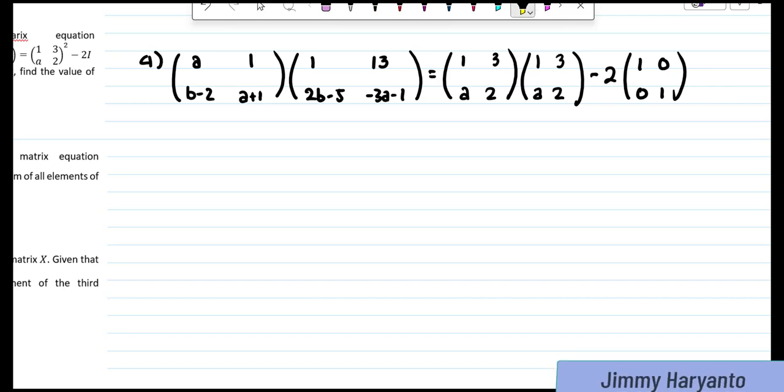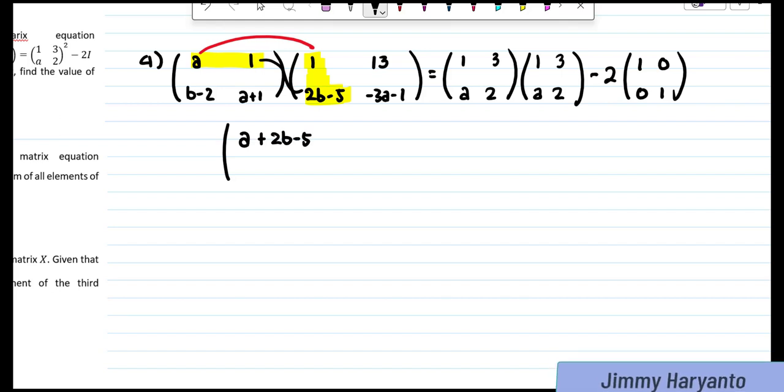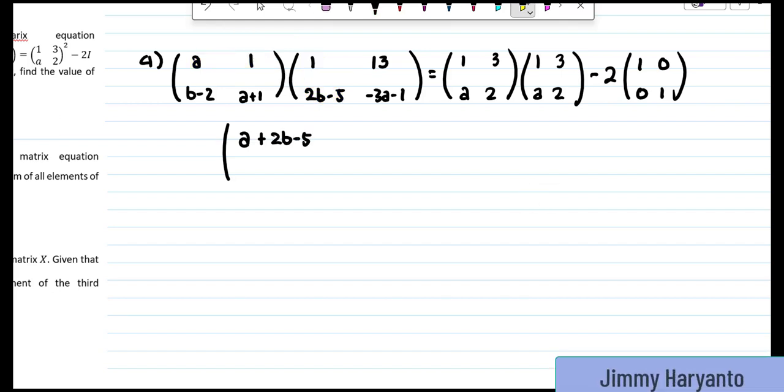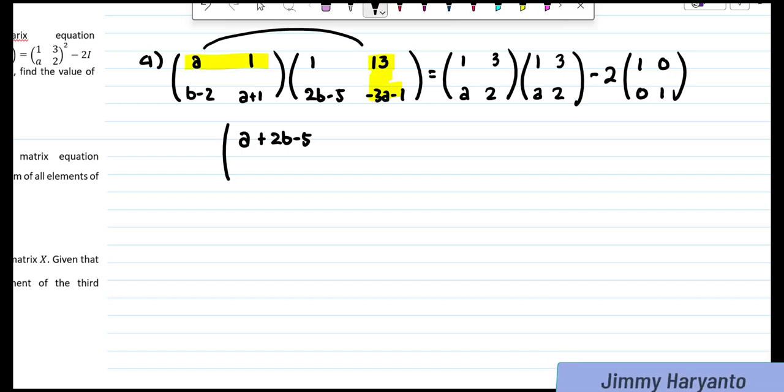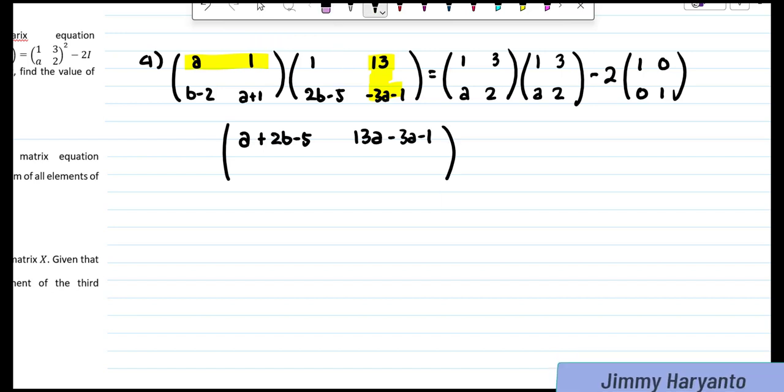The thing you have to do is to multiply them first. I want to multiply this one, so you have A, and then this one will be plus 2b minus 5 for the first element, and then for the second element will be this one. You will have A times 13, you will get 13A, and then this one will be negative 3A minus 1. Okay, so because this one is a multiple choice question, that means you don't have to do all of them.